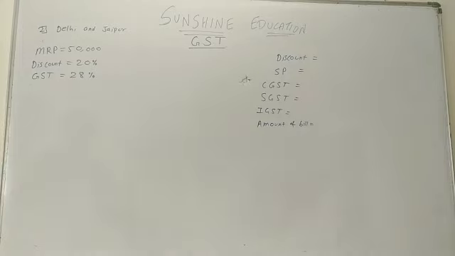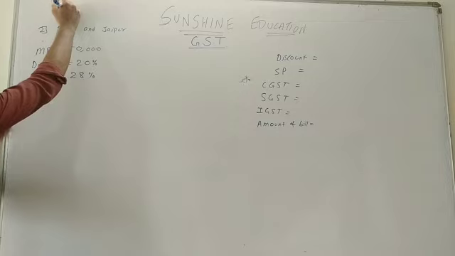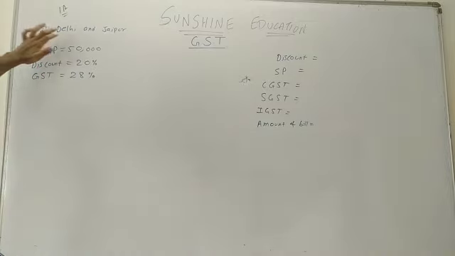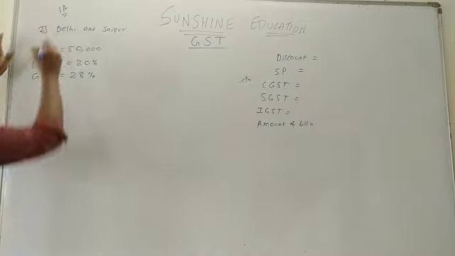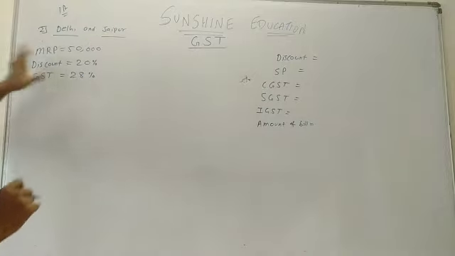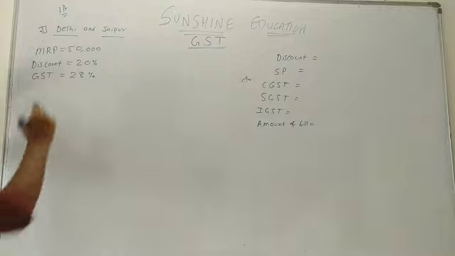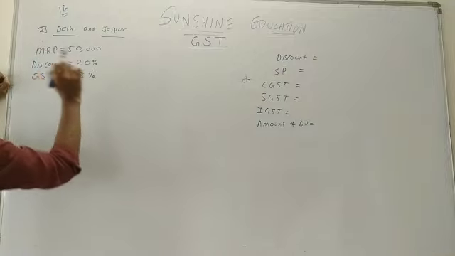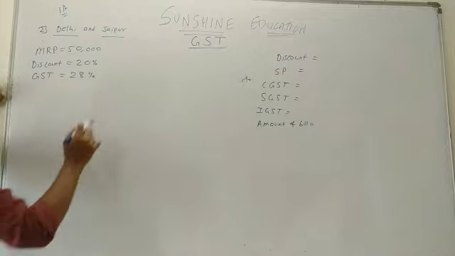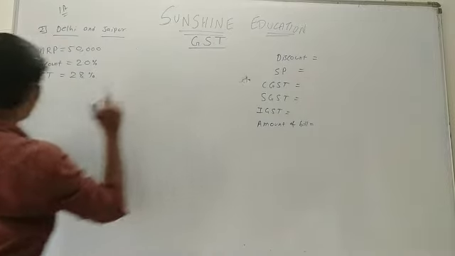Now we'll start with the second sum of your textbook, exercise 1A. If the transaction is between Delhi and Jaipur, we can say that the transaction is interstate. MRP is 50,000, discount is 20%, GST is 28%. We first need to find the discount, so let's find out.